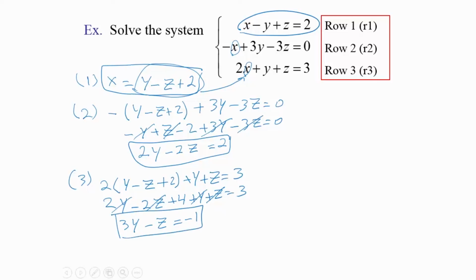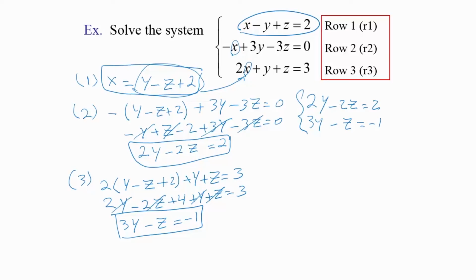Now we are reduced to 2 equations and 2 unknowns. These are the 2 equations. I'm going to write them here. 2y minus 2z equal 2, and 3y minus z equal minus 1. Now I have 2 equations, 2 unknowns. The 2 unknowns are y and z.